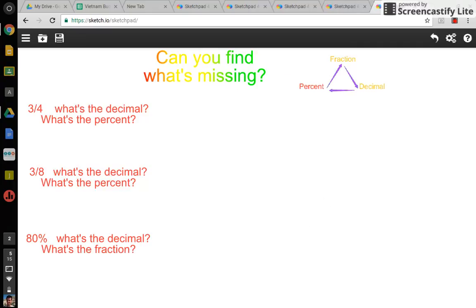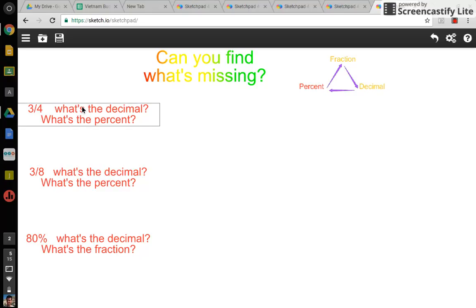All right, so now it's your turn. Can you find what's missing? So if you're stuck, please rewind the video and see if you can go back and make sense of this. Go ahead and pause your video now. Try to work these out on your own, and I will reveal the answer in just a moment.